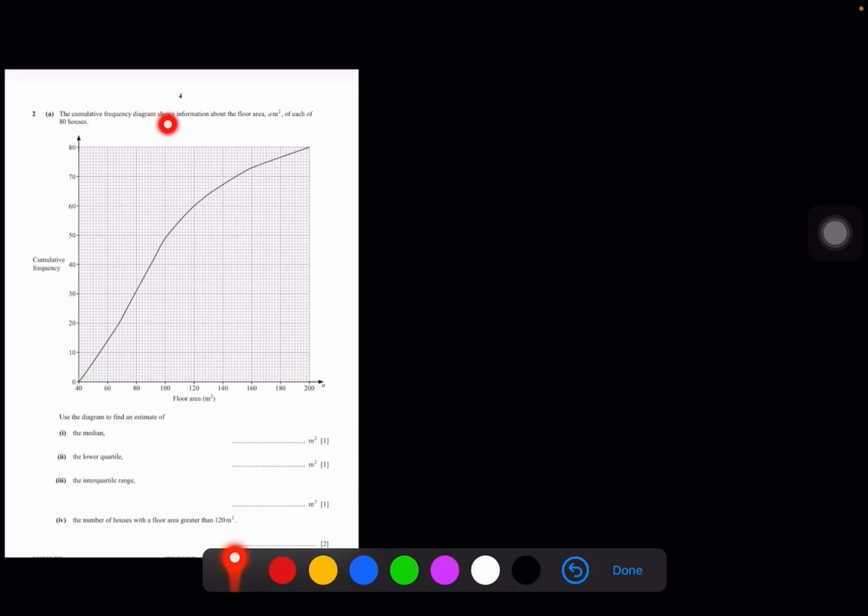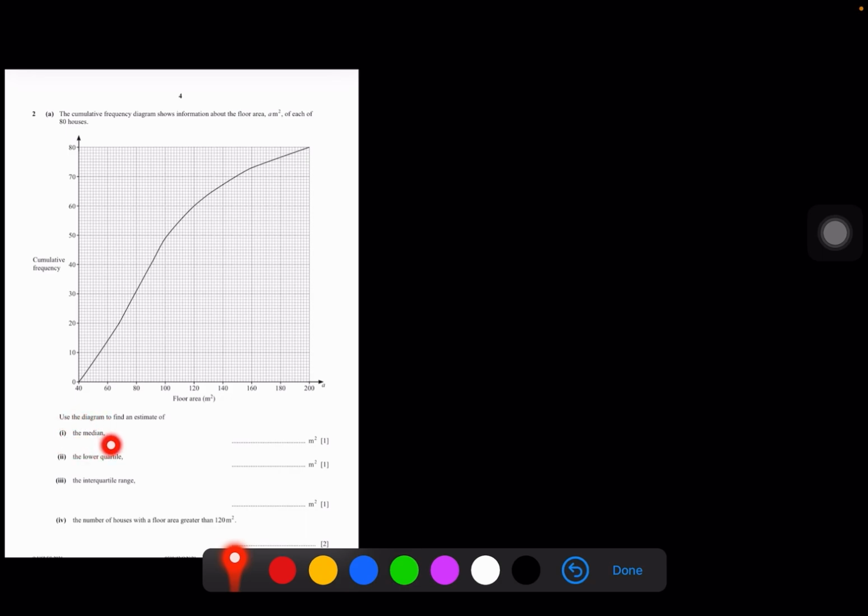The cumulative frequency diagram shows information about the floor area, A square meters, of each of the 80 houses. The houses are shown here as cumulative frequency, and the area is shown here. Use the diagram to find an estimate of the median. Firstly, we have to find the median.